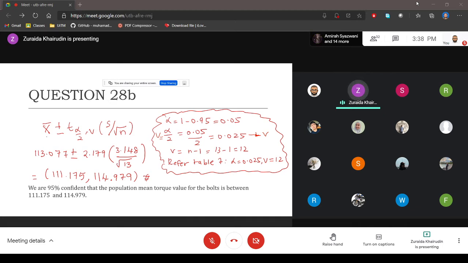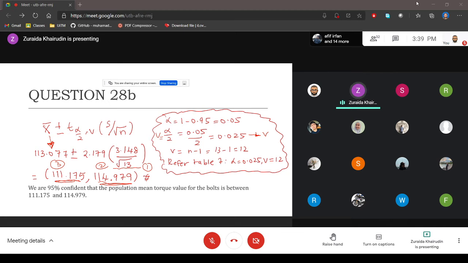And how do you get your X bar? From 28A, from your previous calculation. How do you get your S? Again, from 28A. Yeah? Okay, your N sample size is 13. Again, I said you solve in the bracket. This is the first thing to do. Solve in the bracket and then multiply by 2.179. The last one is you plus minus 113.077. So this is the result for minus and result for plus.